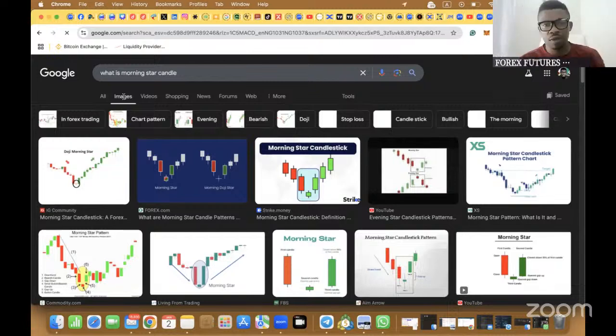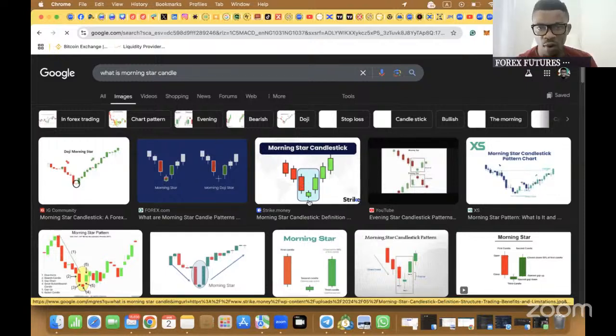All right. So that's morning star. Morning star candle, I'm correct. You see the way it's designed? 1, 2, 3. It's a 3-candle pattern.